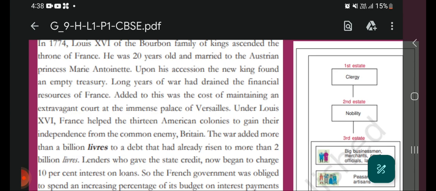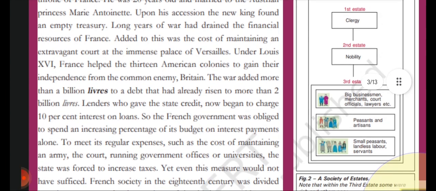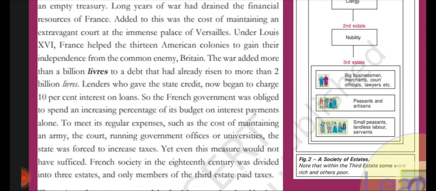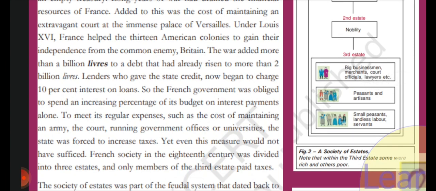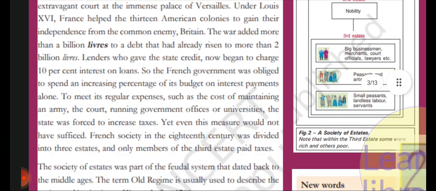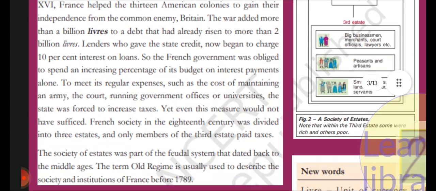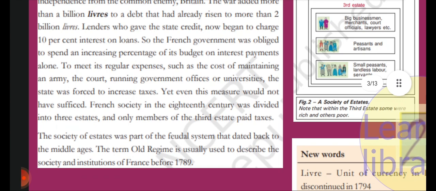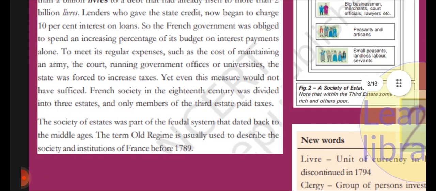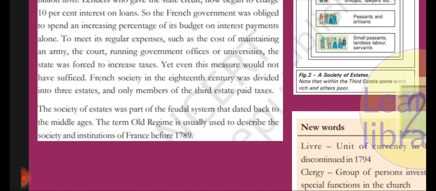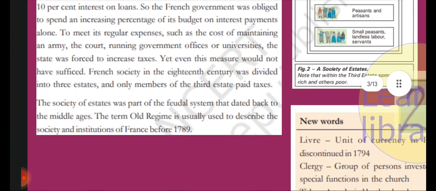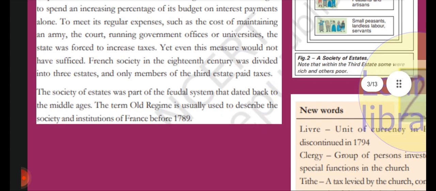Long years of war had drained the financial resources of France. Added to this was the cost of maintaining an extravagant court at the immense palace of Versailles. Under Louis XVI, France helped the 13 American colonies gain their independence from the common enemy Britain. The war added more than a billion livres to a debt that had already risen to more than 2 billion livres. Lenders who gave the state credit now began to charge 10% interest on loans. So the French government was obliged to spend an increasing percentage of its budget on interest payments alone. To meet its regular expenses, such as maintaining an army, the court, and running government offices or universities, the state was forced to increase taxes.